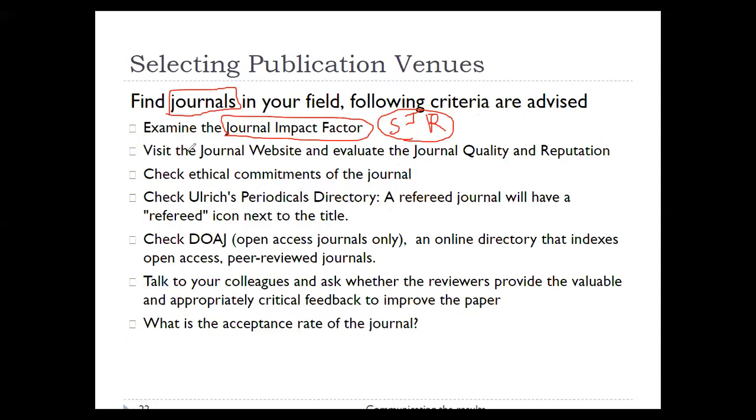Then, once we are satisfied that this journal has a sufficiently high impact factor, we will visit the journal website. We have done it for one of the journals, Nature's journal. Similarly, we will visit the website of the research journal. We will evaluate the journal quality and reputation. That will be evaluated. So how do we evaluate that quality and reputation? By looking at the research papers published in this particular journal.